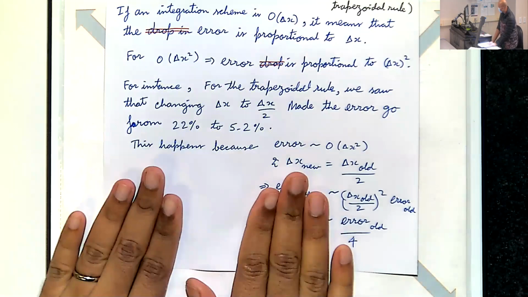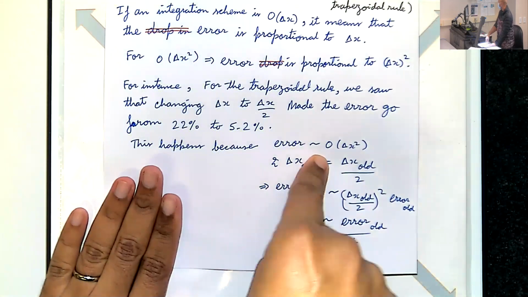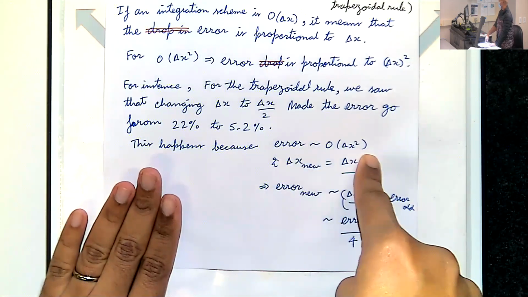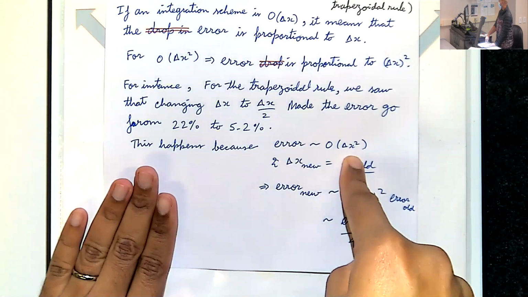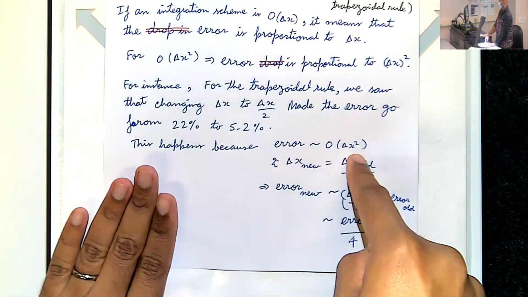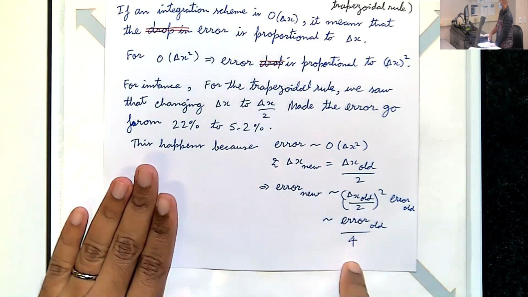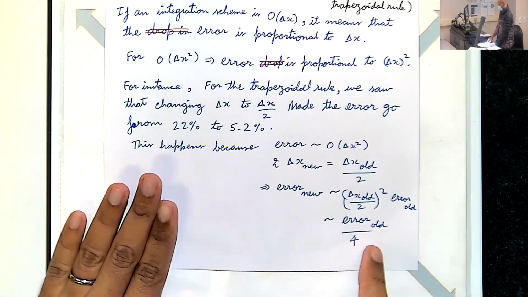Does this make sense? The error varies as delta x squared. If I drop delta x by 2 times, the error drops by 4 times. That's basically what's said here. Is this okay, everybody?